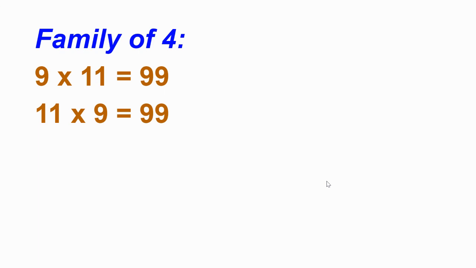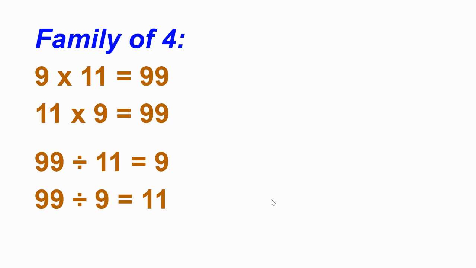Okay, here we go. Here's our family of 4, and let's start with 9 times 11 is 99. Well, if we know that, we can just switch those numbers around. 11 times 9 is also 99, right? Now for the divisions, remember we start with the answer of the multiplications. The answer is 99, so I start with that, and I divide by the 11, I get 9. Or if I decide to start with 99 and divide by 9, I get the other 11.